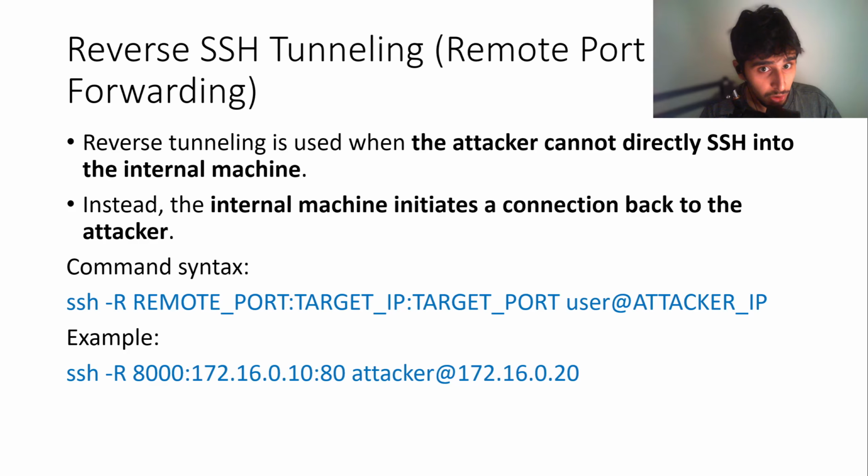Now let's talk about reverse SSH tunnels, which work the opposite way. Sometimes we can't SSH into a target machine directly. Maybe the firewall blocks incoming connections, but the machine can still make outgoing connections. So instead of us connecting to the target, the target connects back to us.